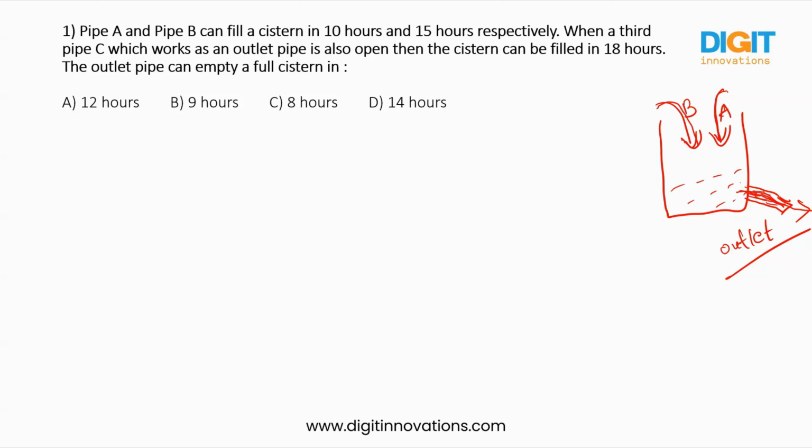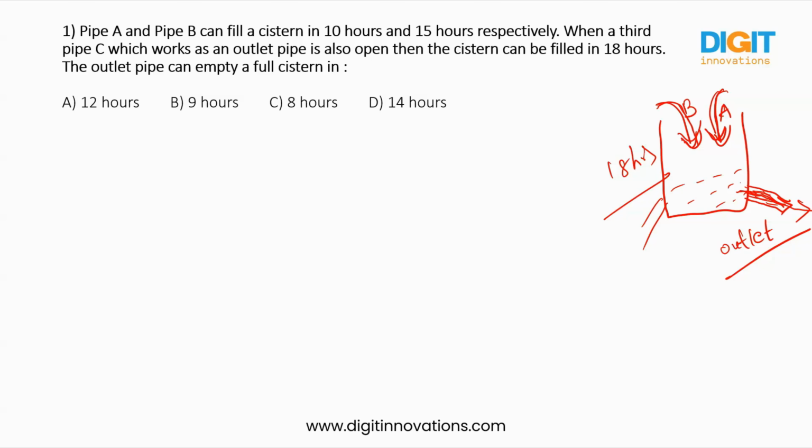The outlet is only with one pipe. If there were more outlets, then it would take more time. But there are two pipes which are filling the can, so because of it, it took 18 hours, three together. And they are asking how many hours the C pipe will take to empty the full can. This is the thing they are asking.